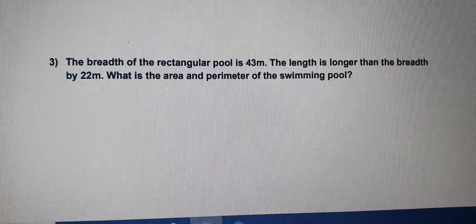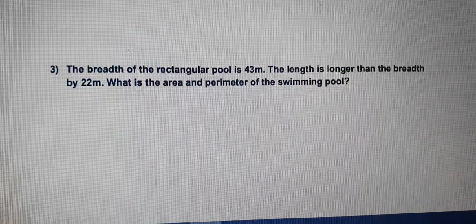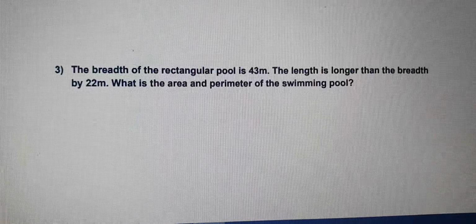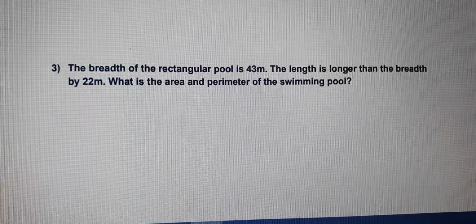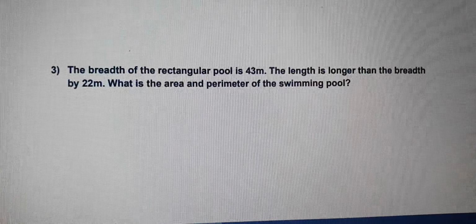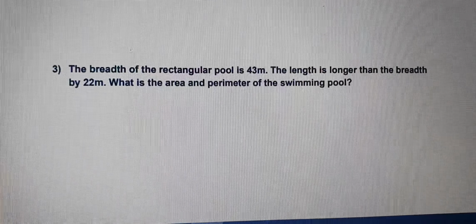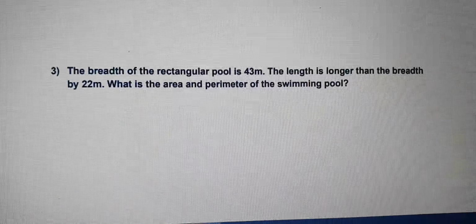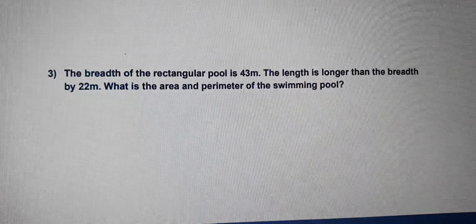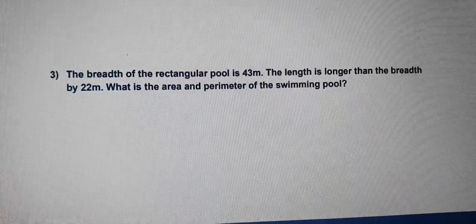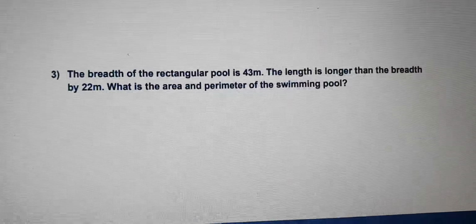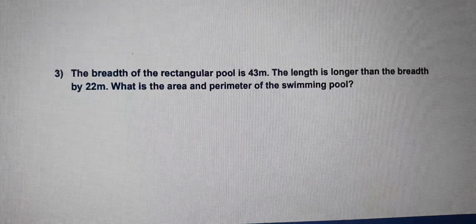And then the third question, the last question, is the breadth of the rectangular pool is 40 meters. The length is longer than the breadth by 22 meters. What is the area and perimeter of the swimming pool? Now the breadth of the rectangular pool is 43. The length is longer than the breadth by 22 meters. That means the length equals 43 plus 22. And then we have the length and the breadth now, so we can find the area and perimeter of the swimming pool.